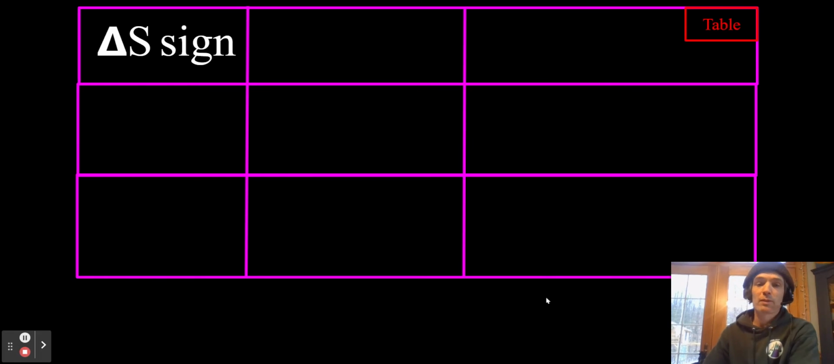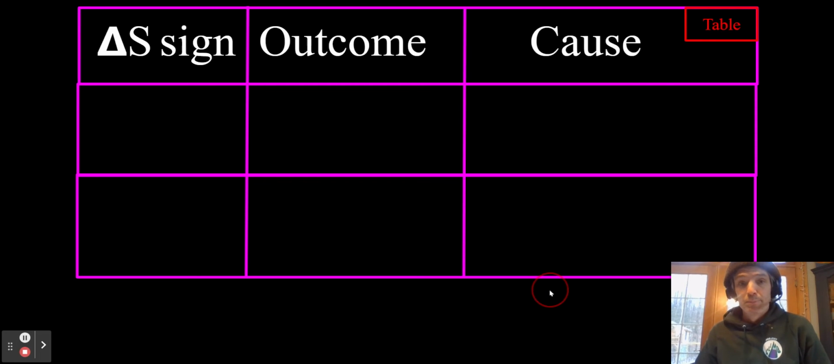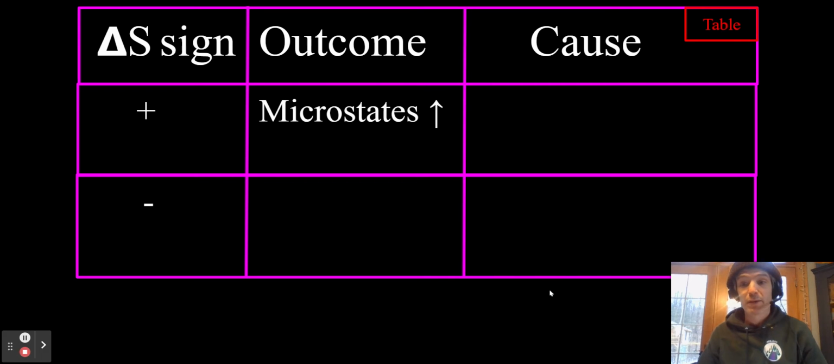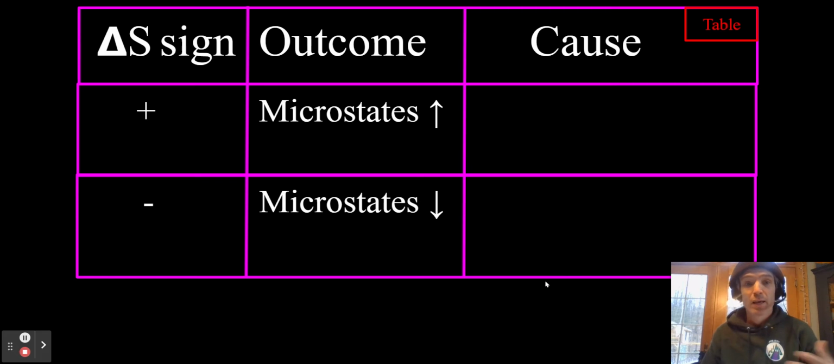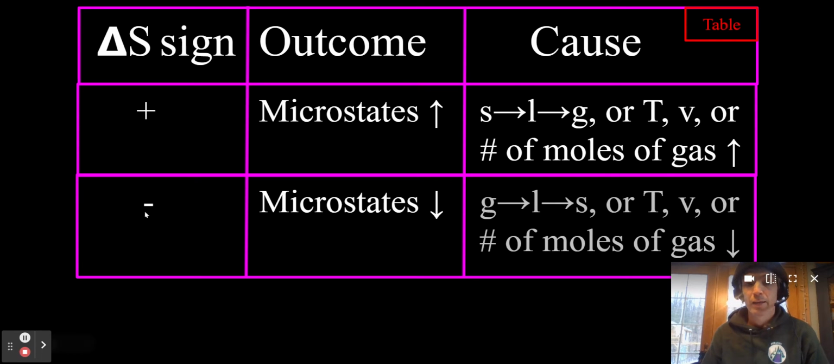Now, I want to talk about what the signs mean, before I do an actual problem. Your signs are going to be either positive or negative, all right? If it's positive, that means I'm making more microstates, and there are lots of causes to that. I could be changing from one of these phases to these, or any one of these variables could be increasing: temperature, volume, or number of moles of gas. And a negative would be the opposite, all right?